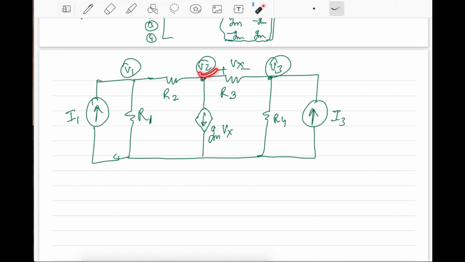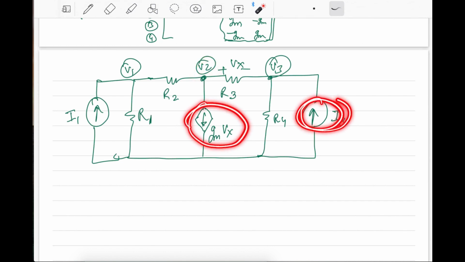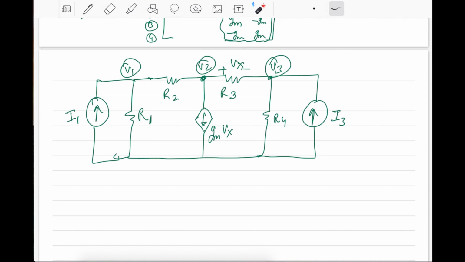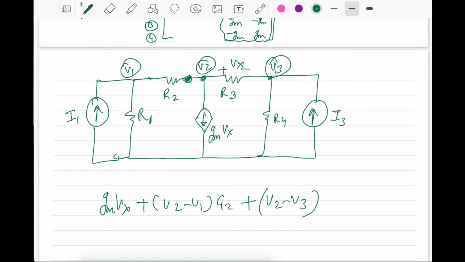See, for V2 it's very simple. You assume that this is like a current source. If that is the case, then this is leaving the node, so you can write it as gm Vx, right? And this is the one which you are already assuming for node 2 also. So it will be V2 minus V1 times G2. And then for node V2 you can write another term, which is V2 minus V3 times G3, equal to 0. Right or not? So it's very simple.